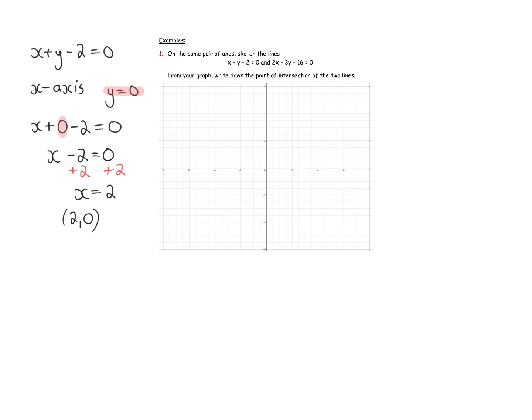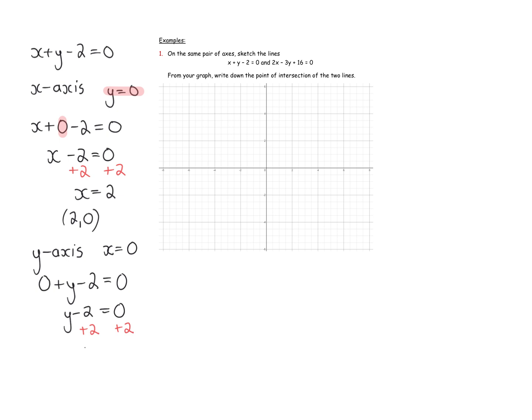Then we need to find out where the graph crosses the y-axis. And the line crosses the y-axis when x is equal to 0. So what I'm going to do is take the equation that I had and replace x with 0. So we have 0 plus y minus 2 is equal to 0. Then we add the like terms, so 0 minus 2 is going to be minus 2, so we'll be left with y minus 2 is equal to 0. We need to find the y on its own, so I'm going to add 2 to both sides.